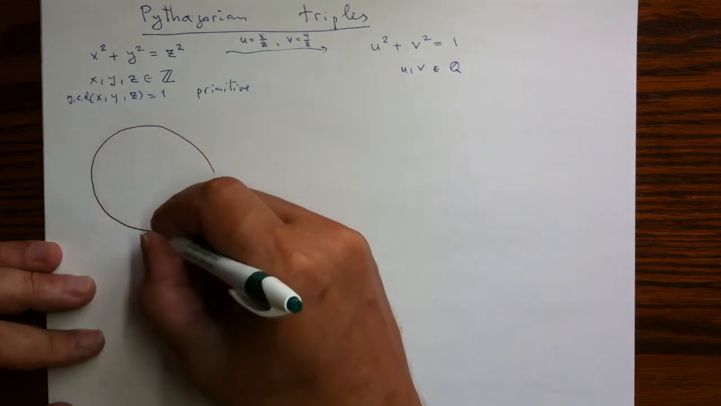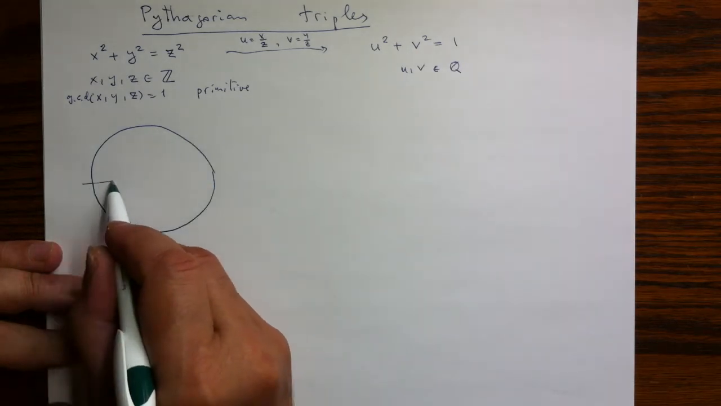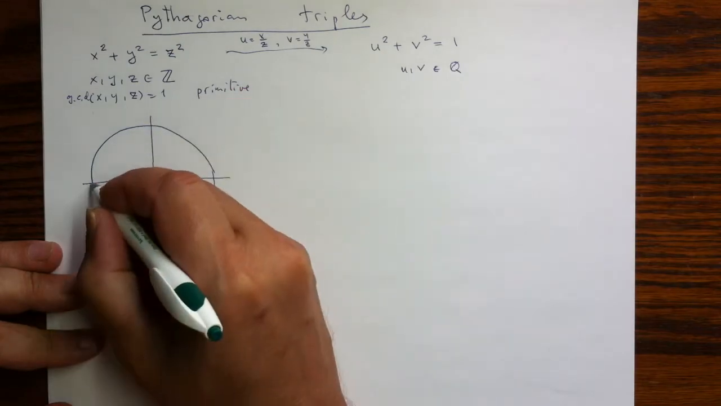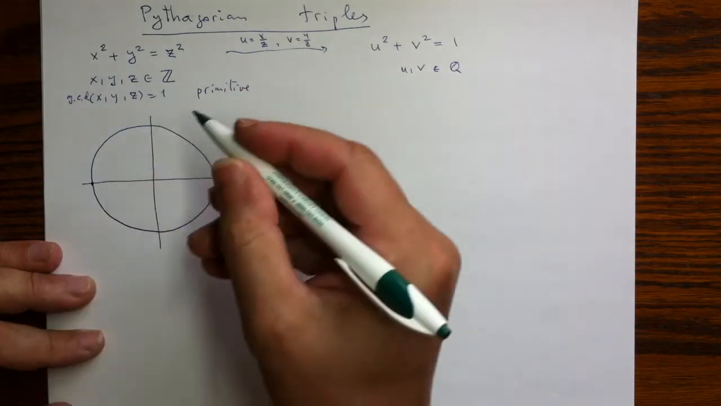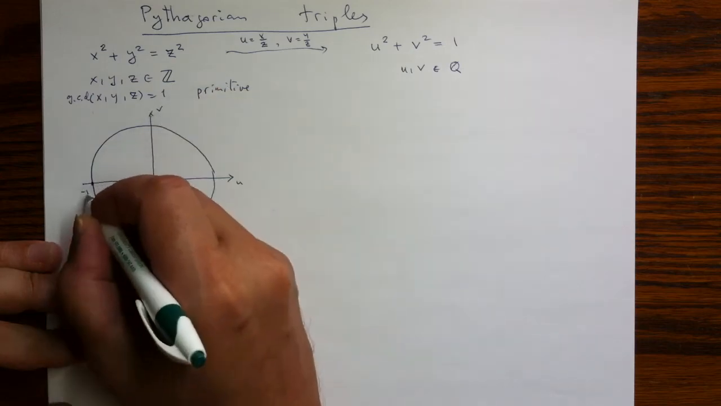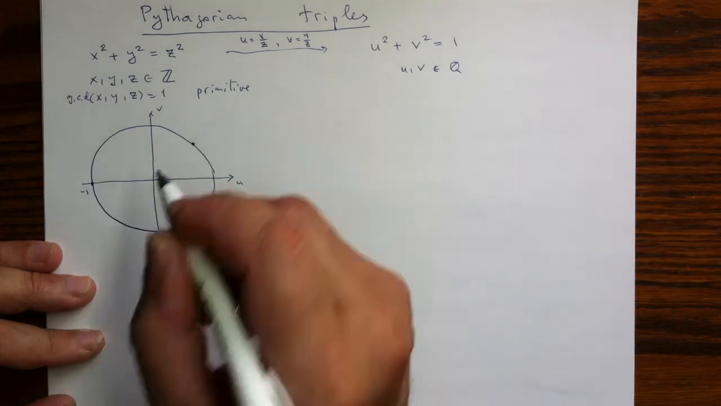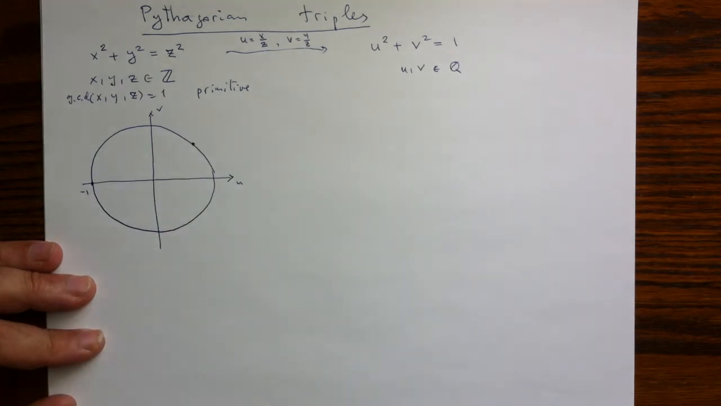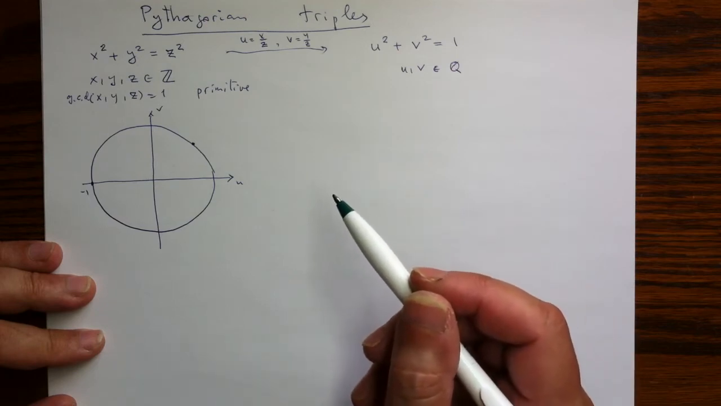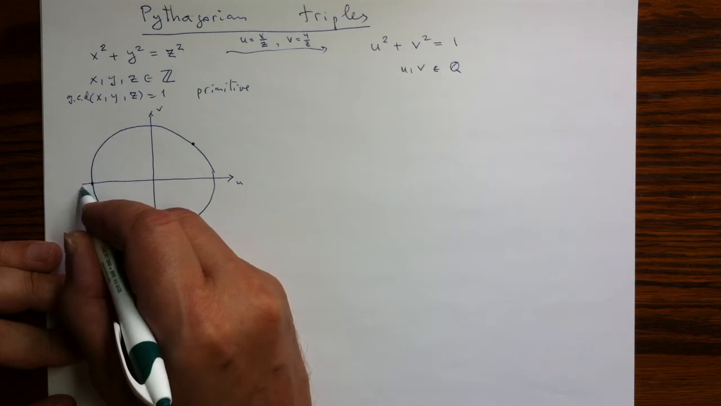Here I will try to draw a unit circle, so imagine that it is really a circle of radius 1. So this point has u coordinate -1. And I will be interested in finding all rational points on this unit circle. And the trick is to label them by some other quantity.